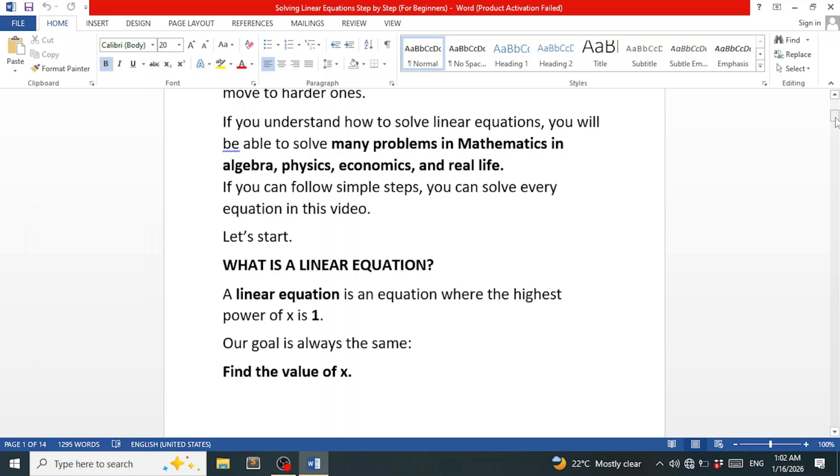Let's start. What is a linear equation? A linear equation is an equation where the highest power of x is 1. X represents variables. It represents a number that can change, okay?